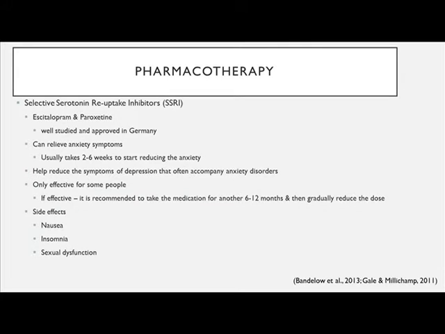Pharmacological interventions such as the use of selective serotonin reuptake inhibitors have also been effective for treating GAD. SSRIs are antidepressants that can relieve anxiety symptoms and help reduce the symptoms of depression that often accompany anxiety disorders. It usually takes 2 to 6 weeks for SSRIs to start reducing the anxiety, and they are only effective in some people, so it may be necessary to try various medications.